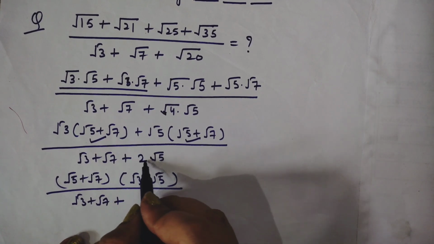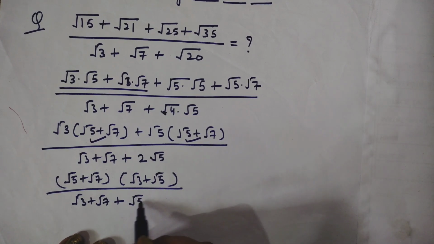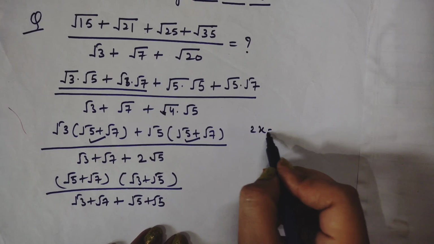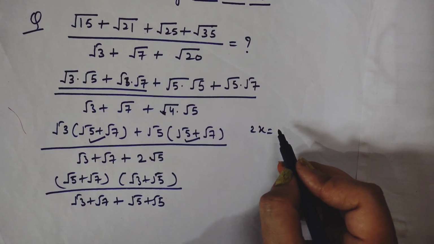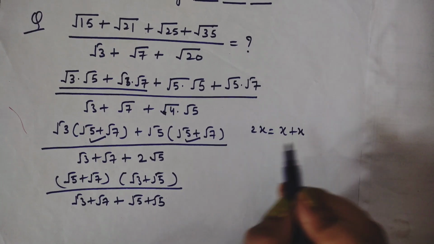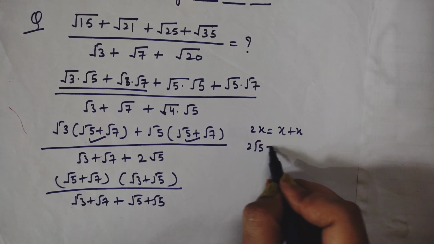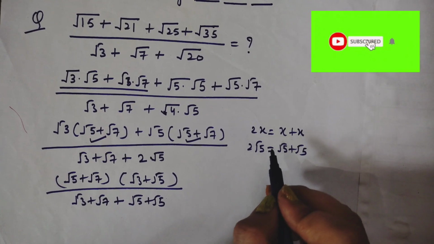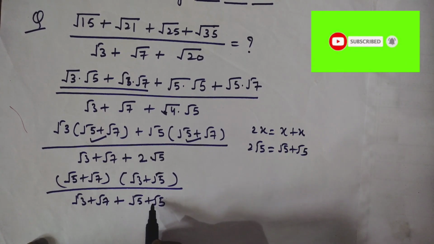Can we write this 2 root 5 in terms of root 5 plus root 5? Everybody knows if we have 2x and we break this 2x into two terms, we write x plus x. Similarly, can we write 2 root 5 as root 5 plus root 5? Again we get 2 root 5. So we will write 2 root 5 as root 5 plus root 5.